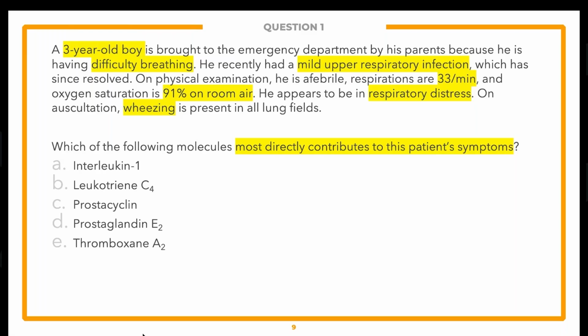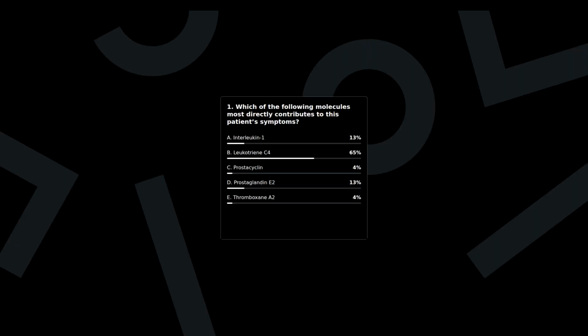So take a second, pick the answer that you believe is the best answer that would fit the situation as we pull up the poll in the next little bit. And let's share the results. So pretty strong consensus here on leukotriene C4 as being the molecule most directly contributing to this boy's symptoms. There's a tie for second place between prostaglandin E2 and interleukin 1, and a couple of votes for prostacyclin and thromboxane A2. So let's close the poll.